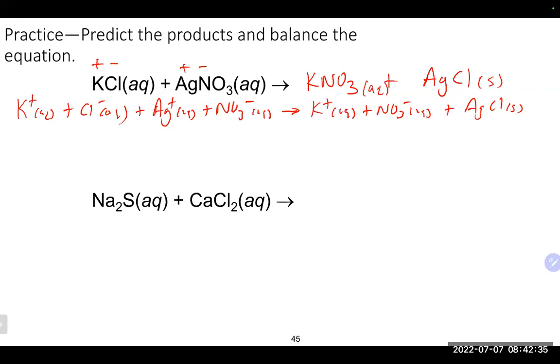Once again, we can identify our spectator ions, which is a potassium and a, not chloride, it is a nitrate, actually. Oops.